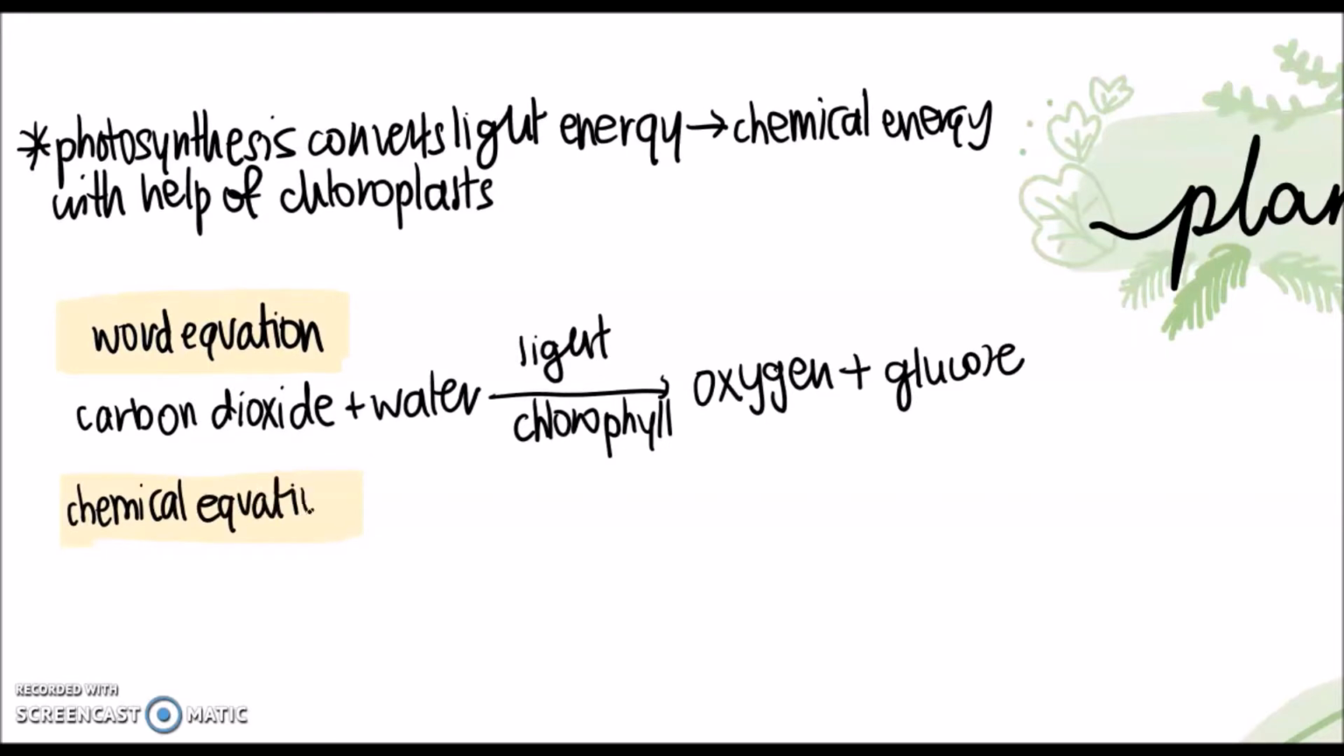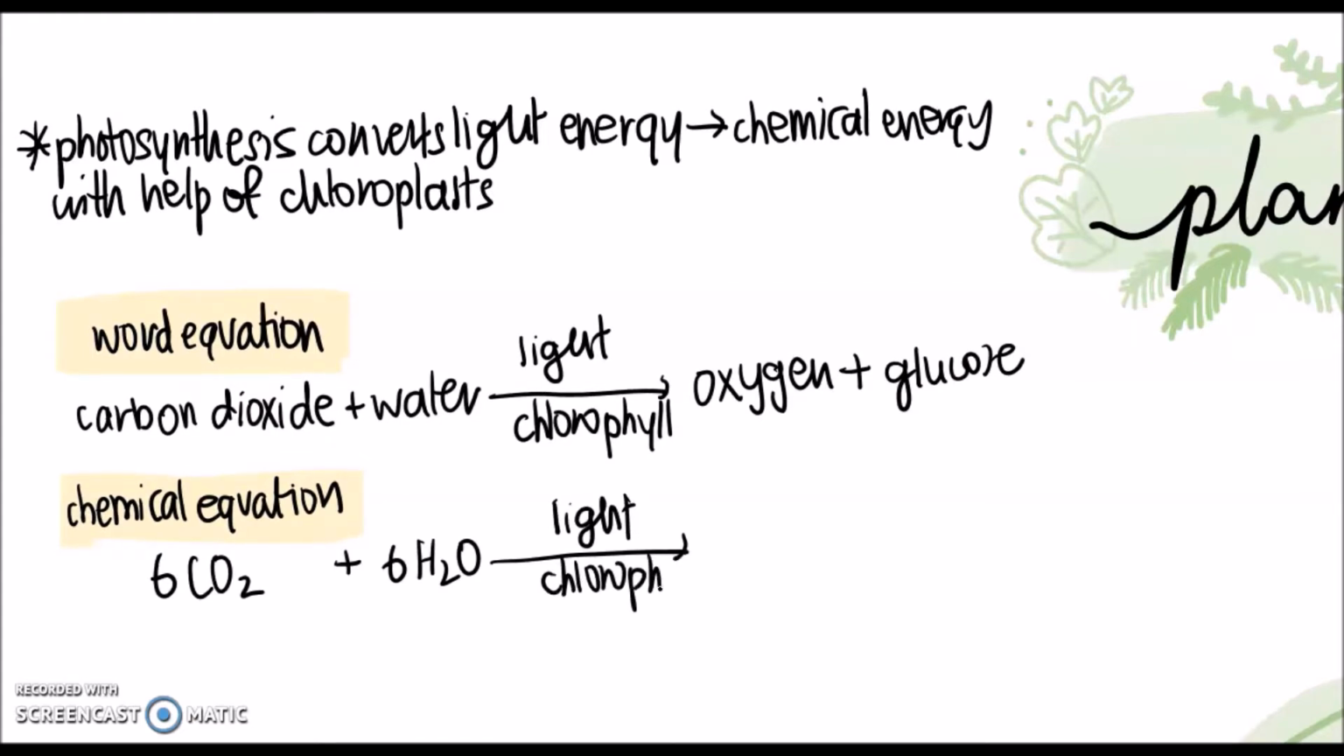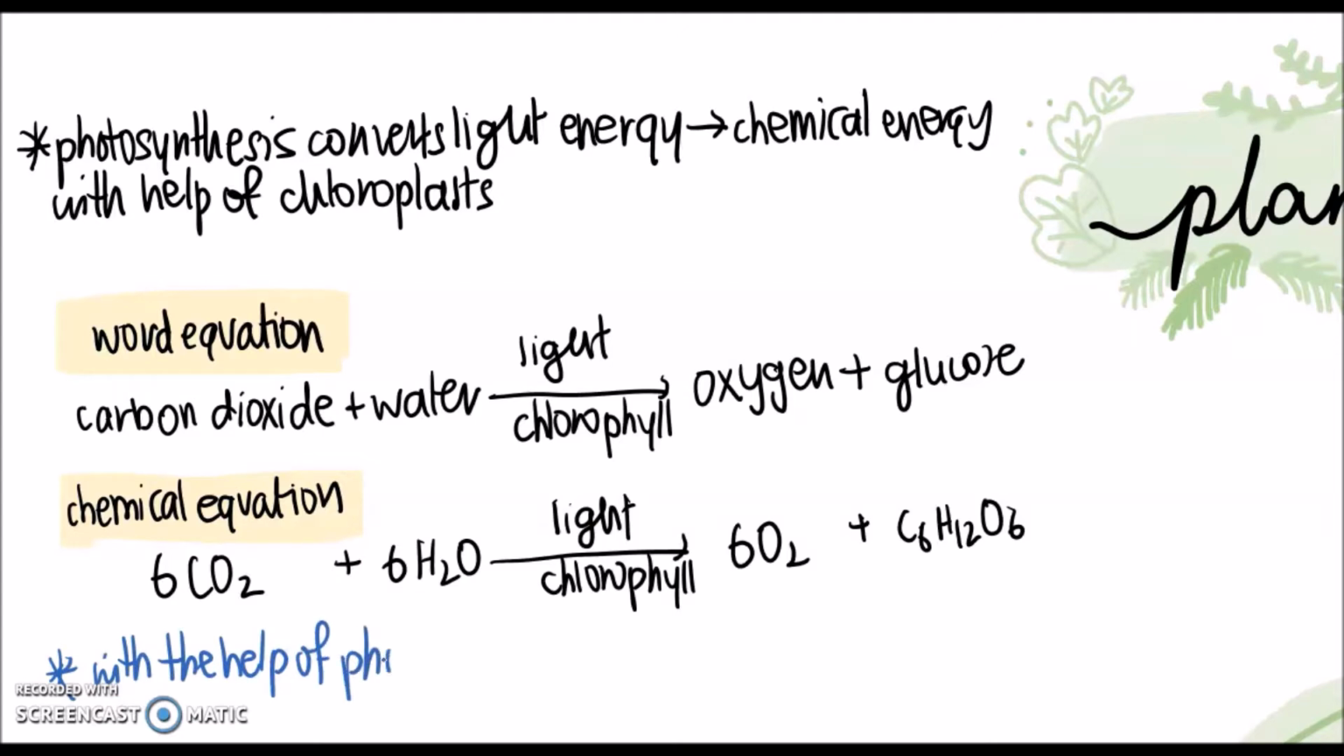Now, the chemical equation you must know as well, which is 6CO2 plus 6H2O, in the presence of light and chlorophyll. Please include your conditions. It will give me 6O2 plus C6H12O6. Do take note that photosynthesis occurs with the help of photosynthetic enzymes. This is important.